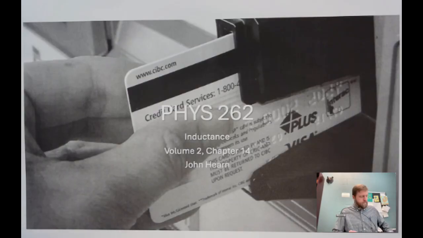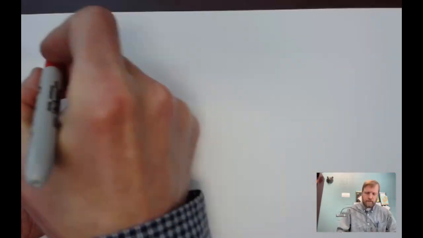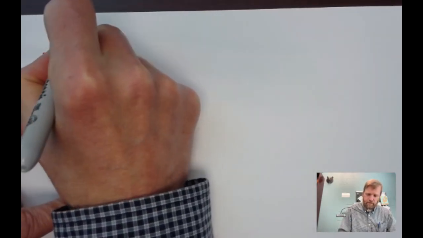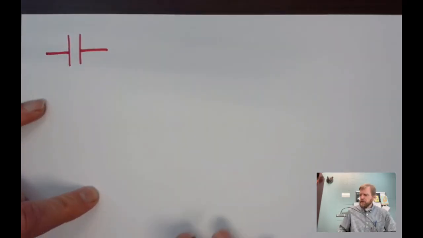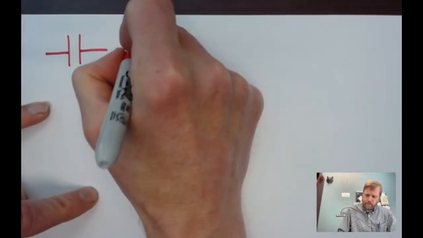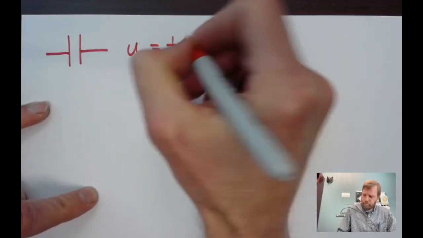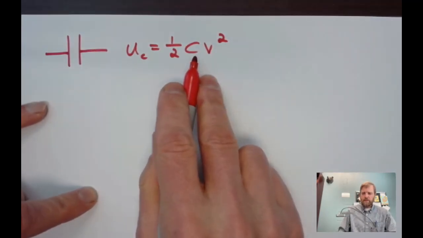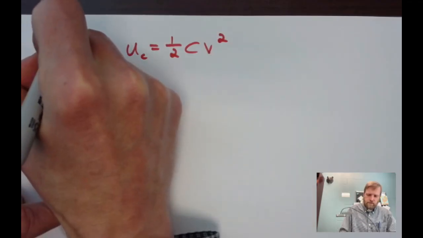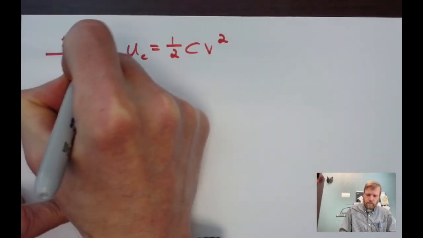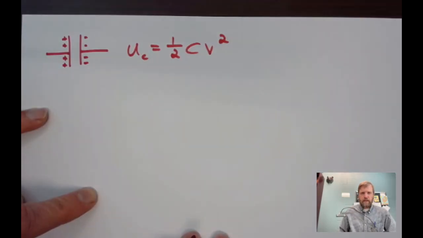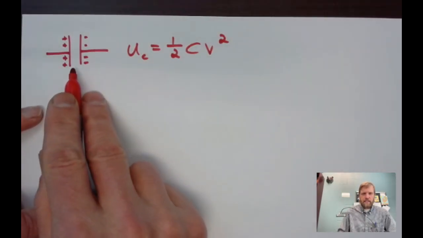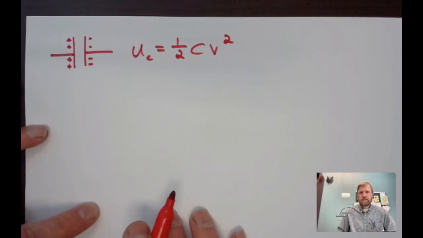Just by way of review, if you recall, capacitors store energy in an electric field. So if we have a capacitor, then it has energy in it according to the capacitance and the voltage that is stored in the capacitor. All right, so we have a positive side and a negative side. Inside the capacitor, you have an electric field.